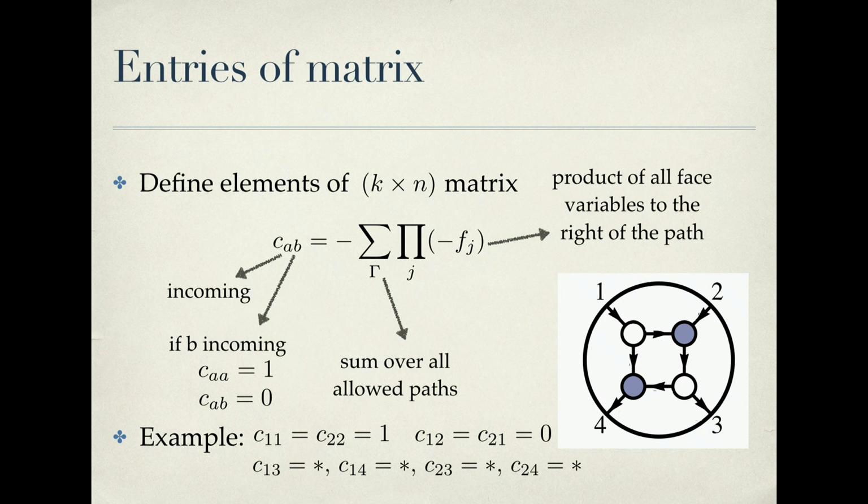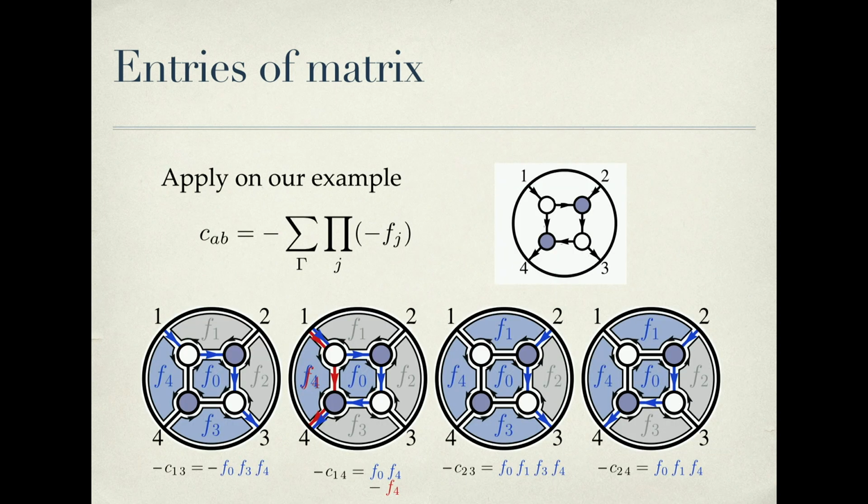There is some normalization, so for example, going from 1 to 1 is equal to 1, or going from 1 to 2, where you see that 2 is incoming, I cannot really go there, that's 0. Yeah. That corresponds to some fixing of this GL(2) symmetry in that case. Okay, so here is how I would construct the entries.